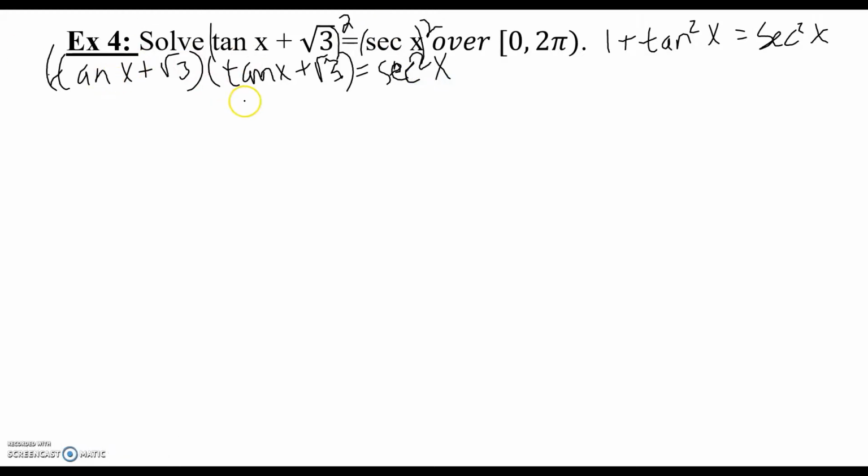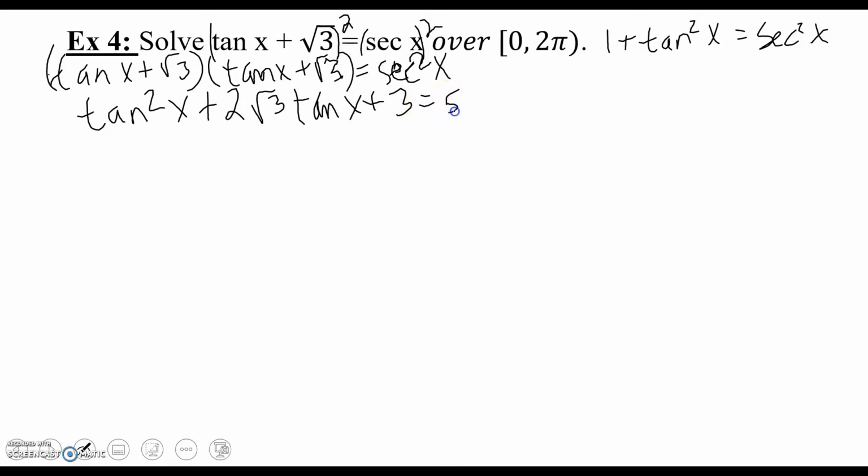So that's going to be tangent x times tangent x, which is tangent square x. And then tangent of x times square root of 3 is square root of 3 tangent x. Also, I will do square root of 3 times tangent of x, which will be another square root of 3 tangent x. So that gives me 2 square roots of 3 tangent x, because I have 2 of those. And then square root of 3 times square root of 3 is 3. And all of that would be equal to secant square x, okay?